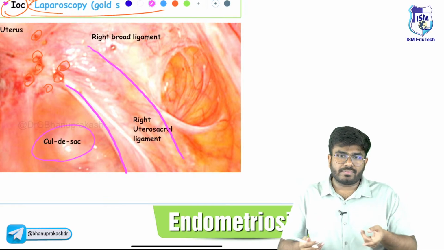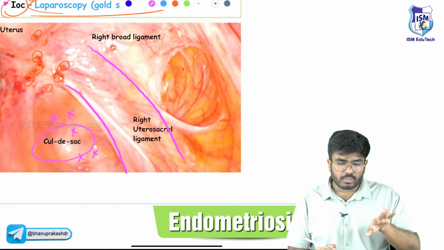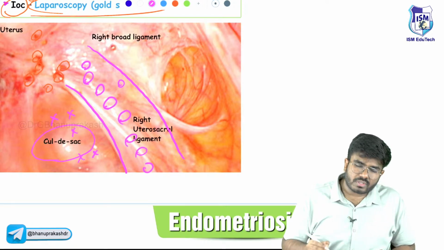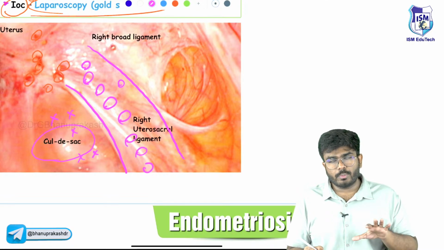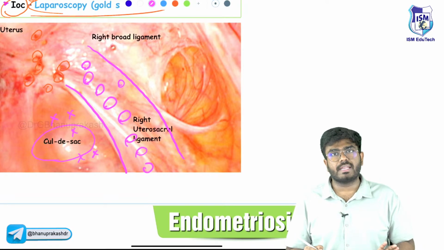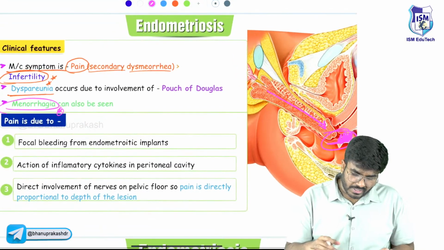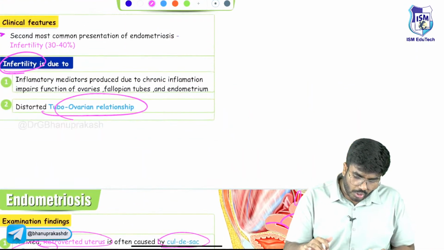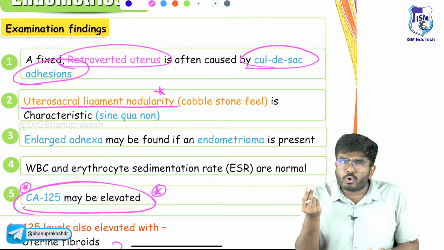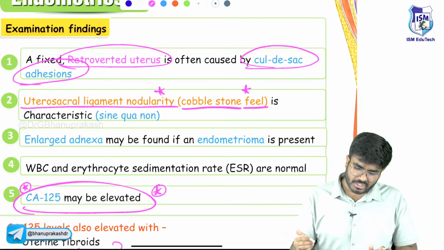There is a chance that, due to the retrograde menstruation, I have said the second most common site of endometriosis is cul-de-sac. Now, these endometrial implants will also fall on the uterosacral ligaments and they will also grow. Most of the time, 99% of the time, they will also be seen on the uterosacral ligaments. So if you do the examination digitally, you can feel this. There is a nodularity, a cobblestone kind of feel, when you do the digital examination.